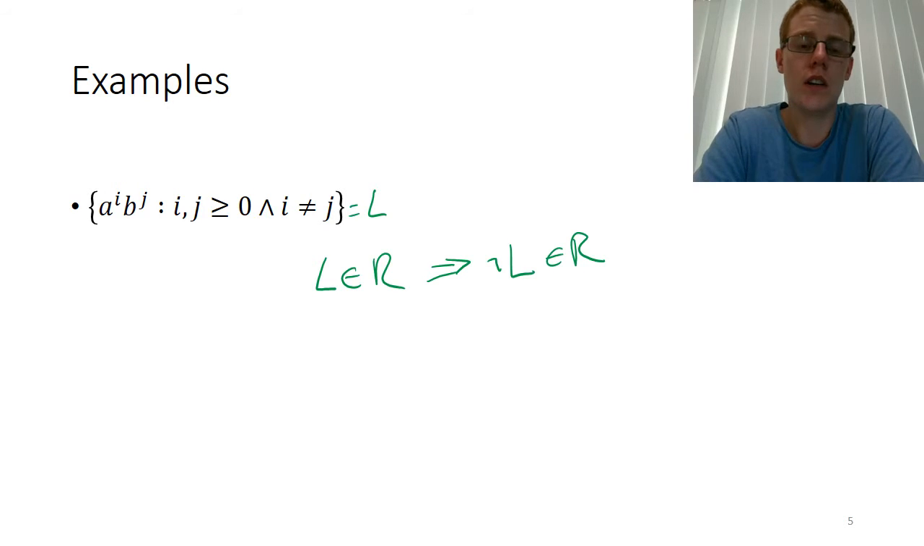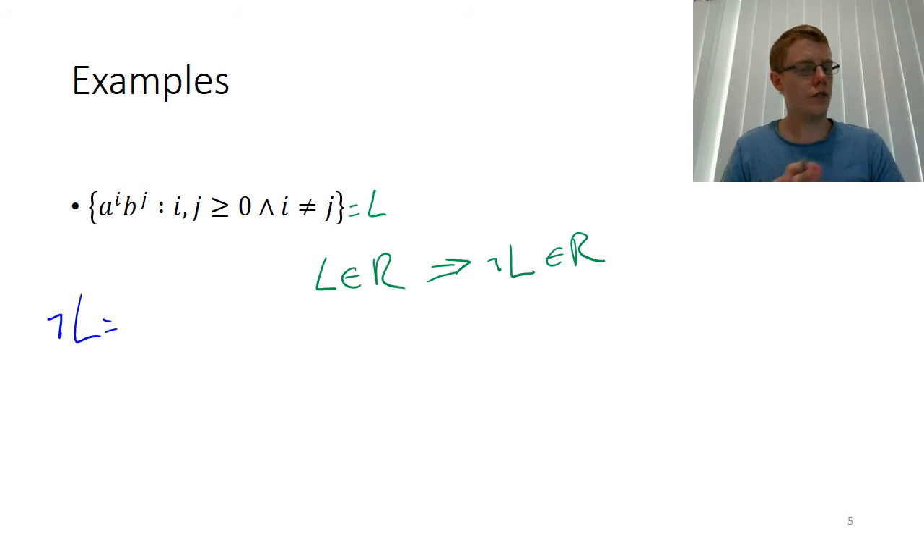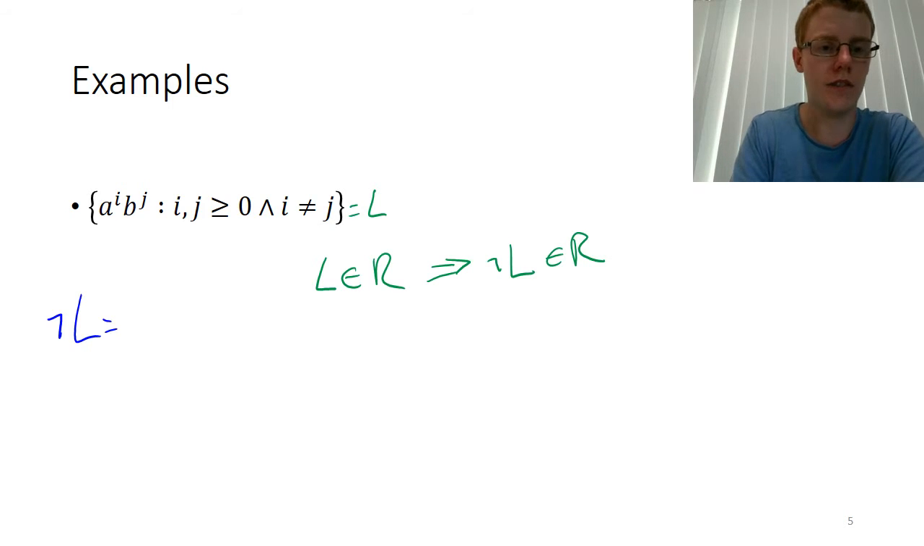So, what is the negation of L? Well, most of you will immediately realise that it consists of the strings in A^n B^n.